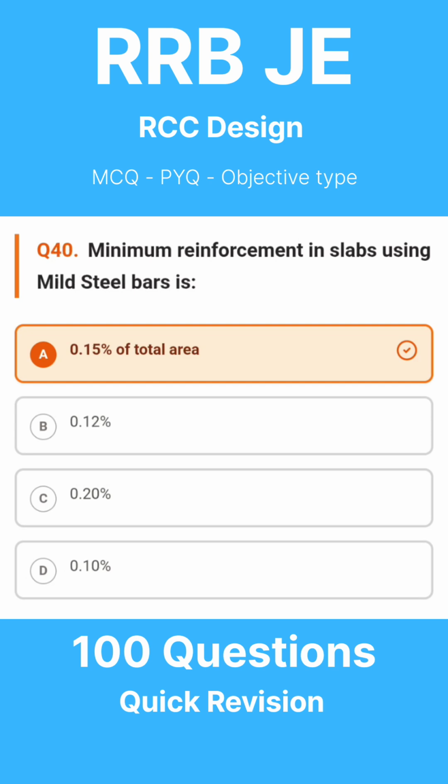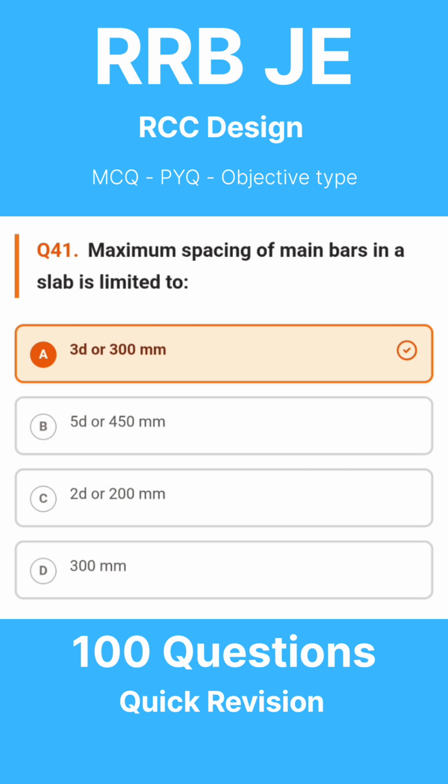Question 40. Minimum reinforcement in slabs using mild steel bars is. The correct answer is 0.15% of total area. Question 41. Maximum spacing of main bars in a slab is limited to. The correct answer is 3D or 300 mm.